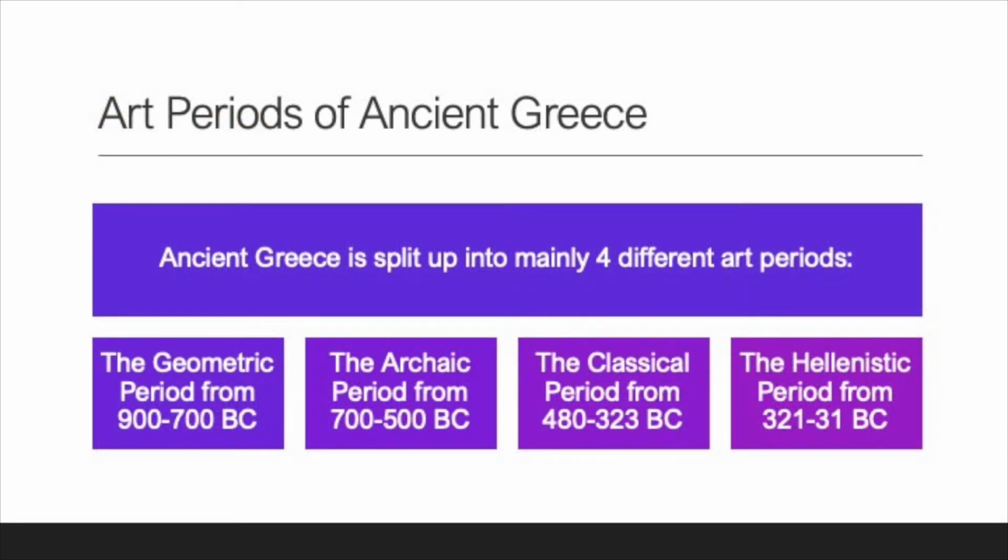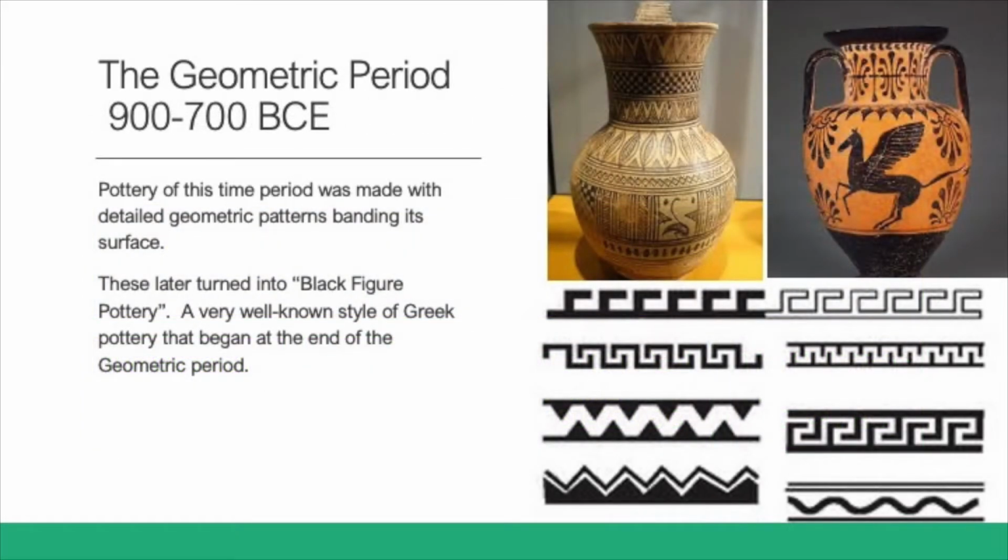Art in ancient Greece is split up into mainly four different periods: the geometric period, the archaic period, the classical period, and the Hellenistic period. One of the main forms of art during the geometric period was pottery. Pottery during this time period was made with detailed geometric patterns banding its surface, hence the term geometric period. These later turned into black figure pottery, a very well-known type of pottery.